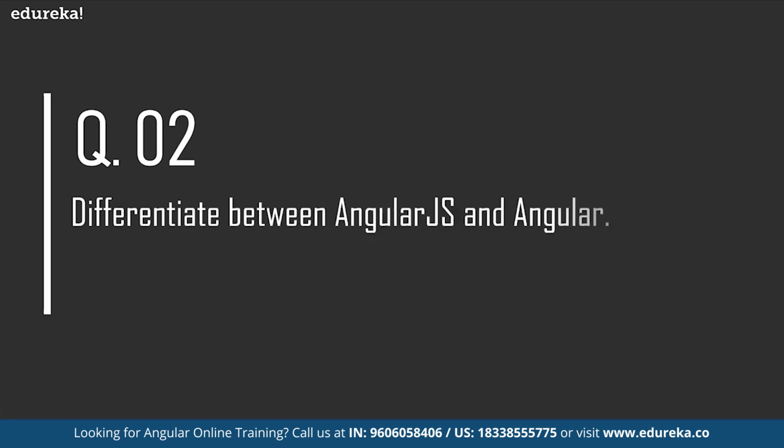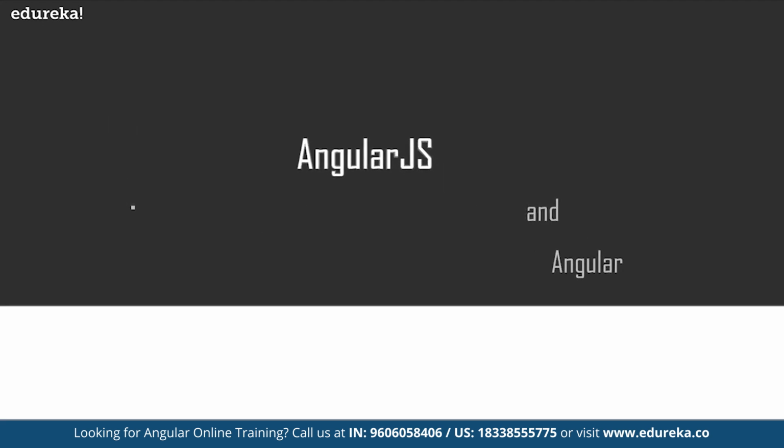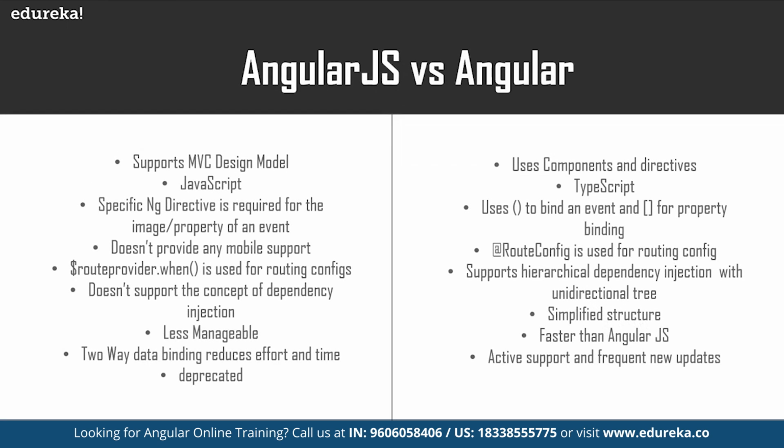Moving on to our next question of the day, and that is, what is the difference between AngularJS and Angular? So the differences between AngularJS and Angular are quite a few. Firstly, let's talk about architecture. AngularJS supports the MVC design model, while Angular uses components and directives. On the side of language, AngularJS uses JavaScript, while Angular uses TypeScript. For expressions and syntax, specific ng directives are required for image and property and for an event in AngularJS. On the other hand, Angular uses parentheses and square brackets for event and property binding respectively.